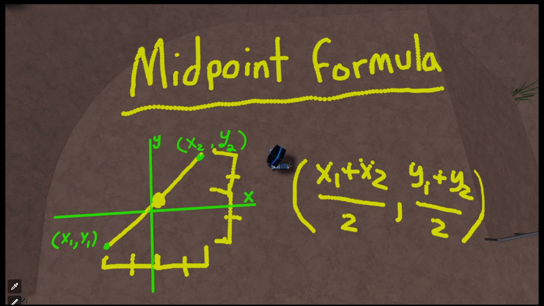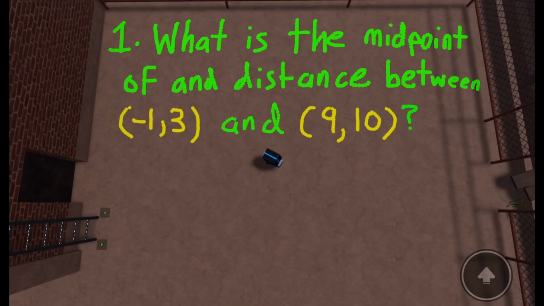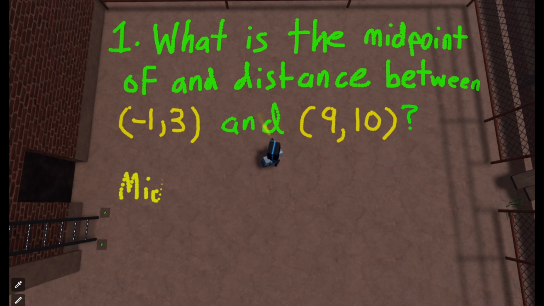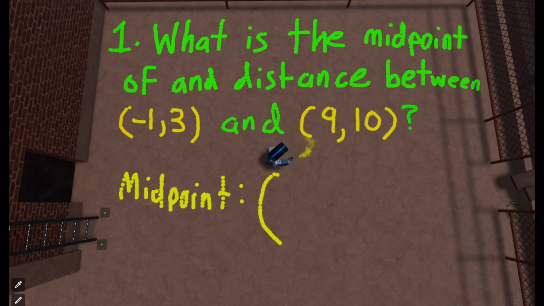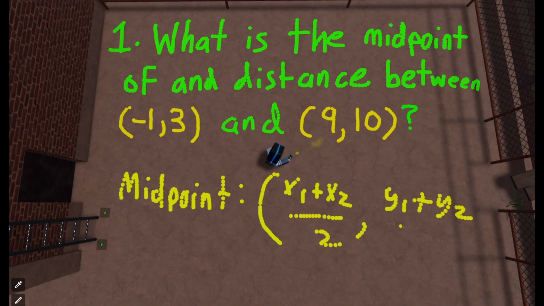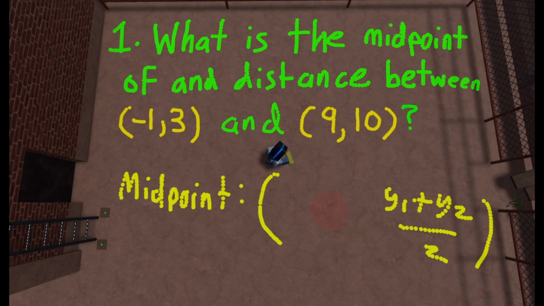Let's try and use the midpoint formula and the distance formula in some problems now. Let's try this first problem now. It says, what is the midpoint of and the distance between the points minus 1, 3 and 9, 10? Let's do the midpoint first. So remember, the formula for the midpoint is just the average of the x coordinates and the y coordinates. So x1 plus x2 divided by 2, and y1 plus y2 divided by 2. So let's just fill in some numbers and find the answer. x1 is minus 1, if I call this one x1 and y1, and call this one x2 and y2.